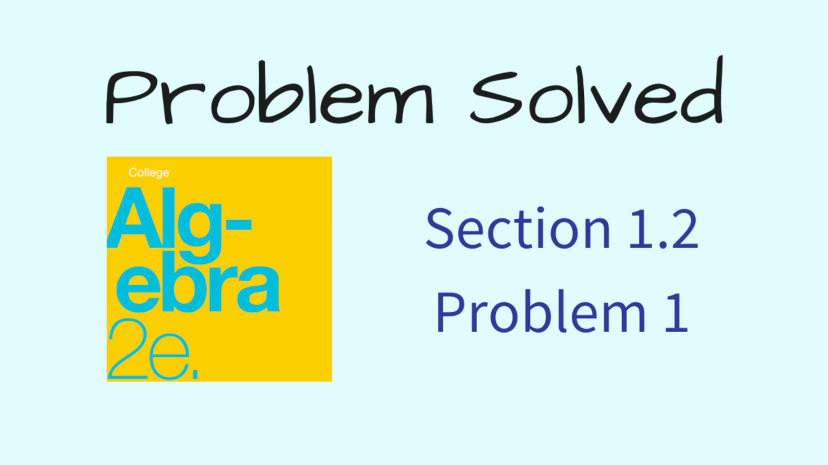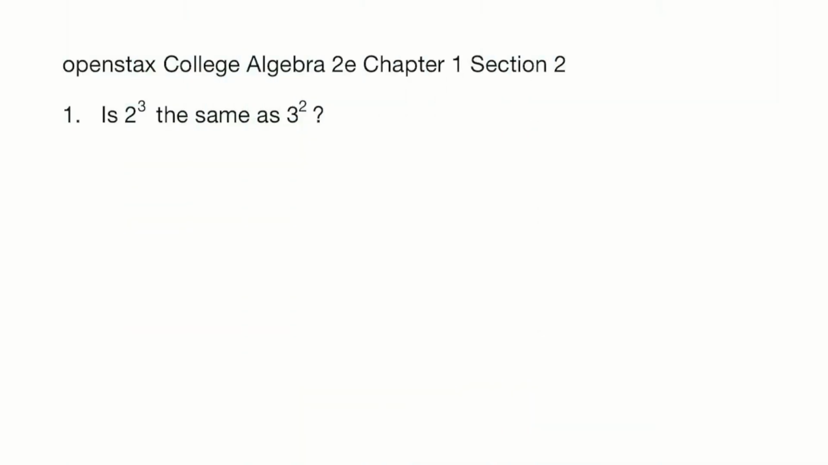It is from section 1.2 in College Algebra 2E by OpenStax. We have to answer, is 2 cubed the same as 3 squared? Well, let's see. So 2 cubed means we have 2 times 2 times 2. And 2 times 2 is 4, times 2 more makes 8. Then 3 squared is 3 times 3. And 3 times 3 is 9. So, no, 2 cubed is not the same as 3 squared.